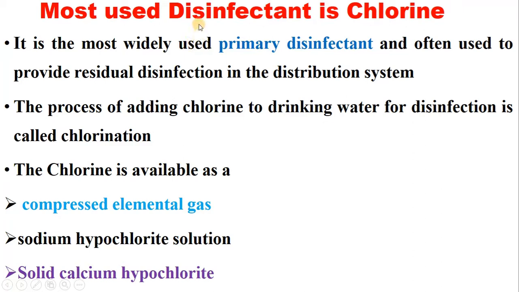The most widely used disinfectant is chlorine. It's often used to provide residual disinfection in the distribution system, especially in pipes where water treatment passes through, and as well distributes to the public for consumption. So chlorine is one of the disinfectants that is used to handle water that is to be distributed for public use. The process of adding chlorine to drinking water for disinfection is called chlorination.